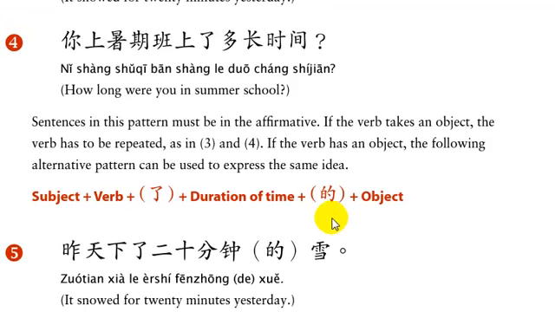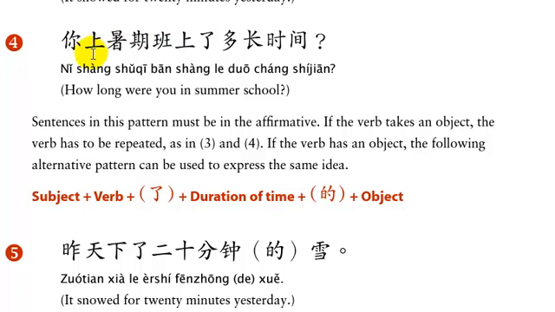Let's look at another example. 你上暑期班上了多长时间? So same thing is happening here. How long were you in summer school? Right? So you in the summer school class, 暑期班, 上暑期班.